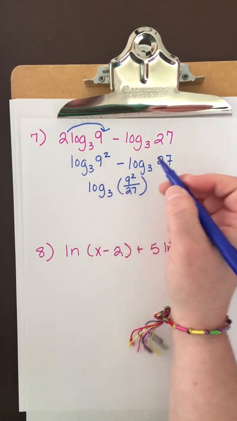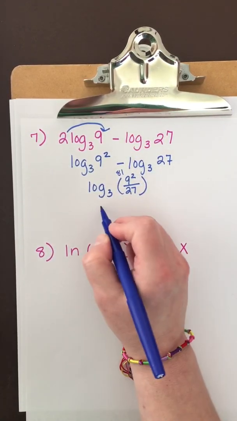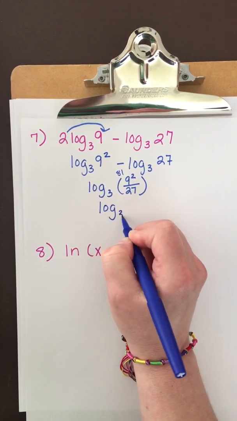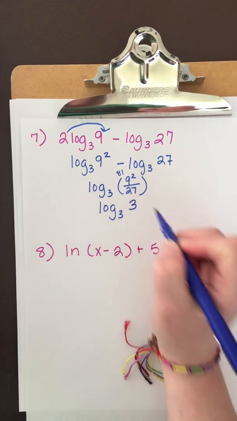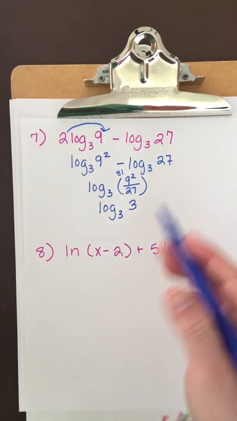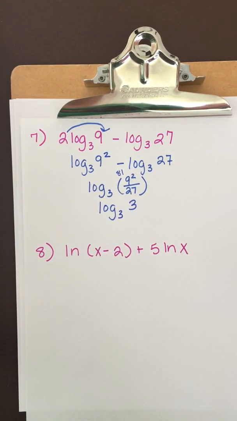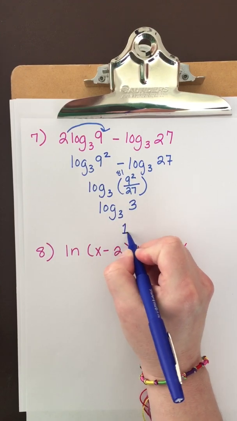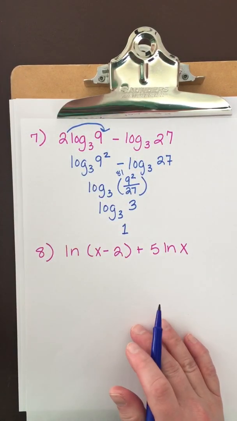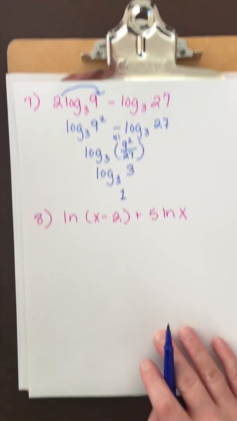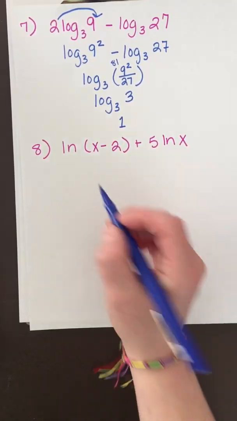Well, we all know 9 squared is just 81, right? So that's the log base 3 of 81 divided by 27 is 3. And the log base 3 of 3 would be 1. And like I said, I could have simplified that up here, but just to have fun. And let's do one more.